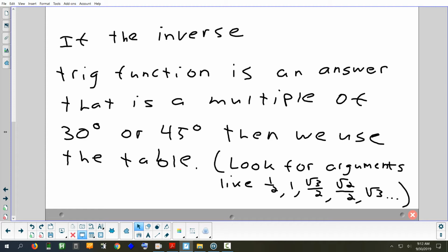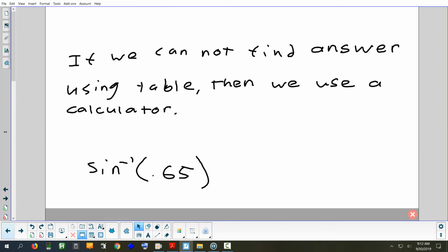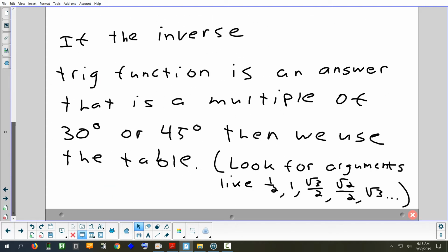If you get a number that doesn't look like that, okay, I'll come right back to it, but let me show you one that doesn't look like that. Here's one that doesn't look like that. Inverse sine of 0.65. You're not going to find the number 0.65 in this table. Why? Because this table is only answers that are multiples of 30 and 45. This is going to be some decimal. We don't know the answer without using a calculator. So we'll do some with a calculator in a little bit, but let's practice with the table first.